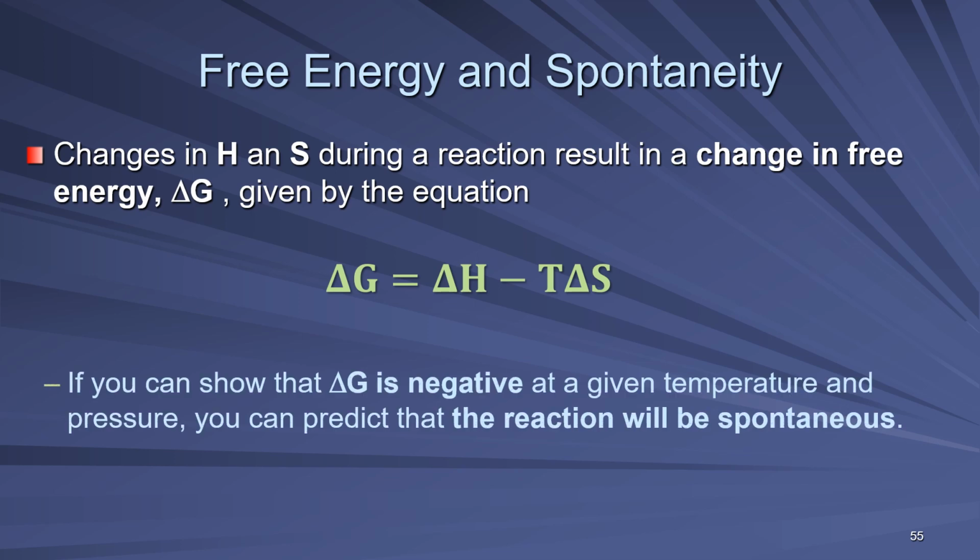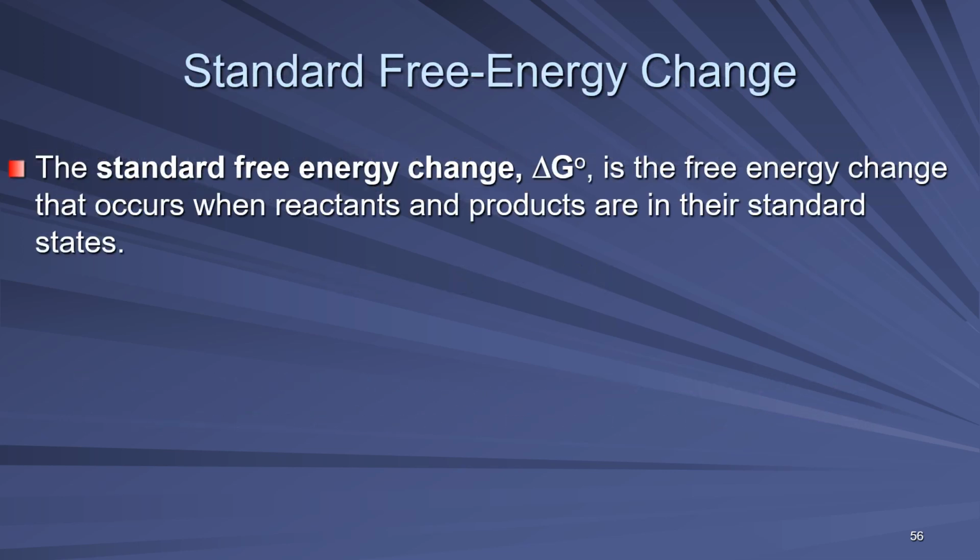So just from the argument that we saw a little while ago, if delta G is negative, then the reaction is spontaneous. If delta G is positive, then it's non-spontaneous. So we have the same free energy change, delta G with the little circle again, means standard free energy change. So that's at standard temperature, standard pressure, standard states.